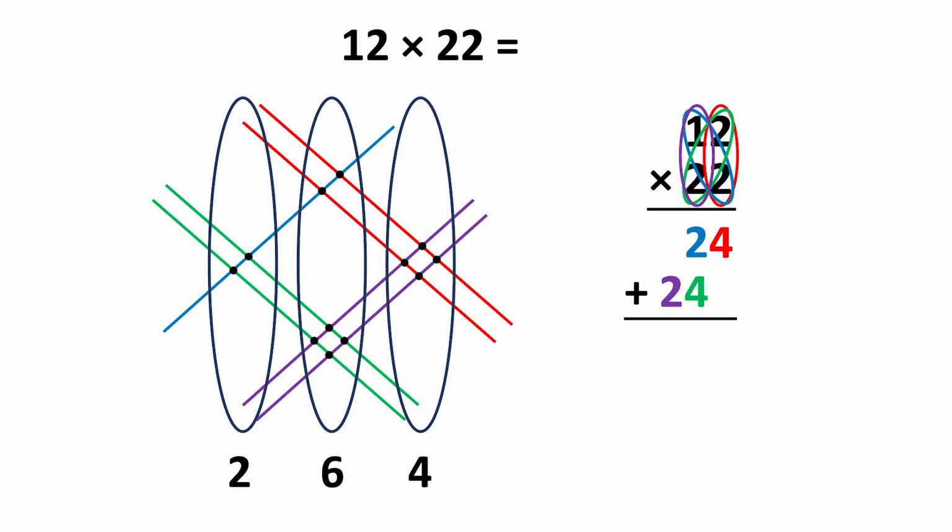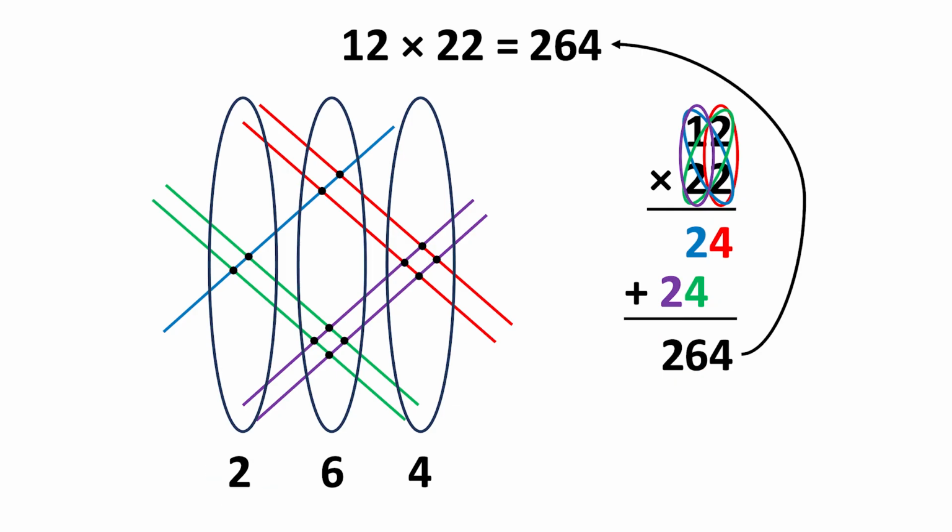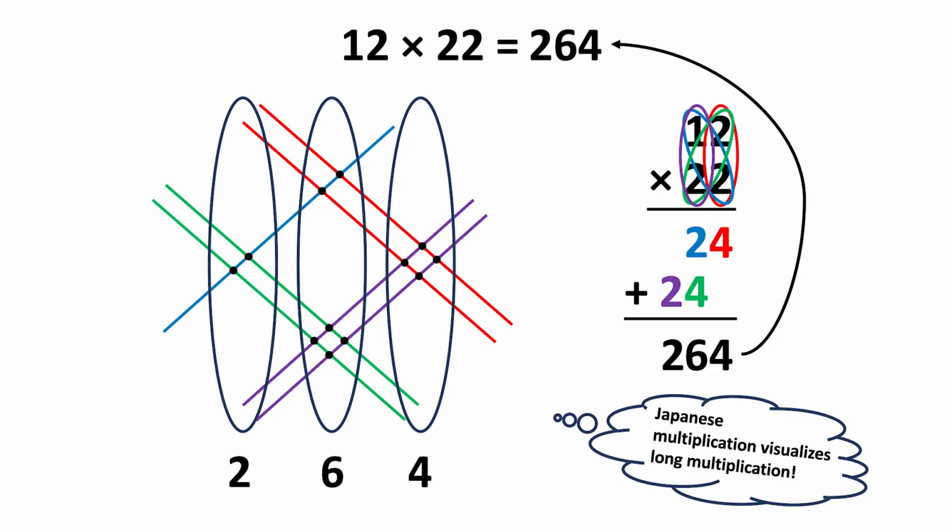This is where you want to think back to when we just used Japanese multiplication to also multiply 12 by 22. To get the value of the product's ones place, we need to bring down the 4, which corresponds to the number of intersections, 4, on the right. To get the value of the product's tens place, we need to add 2 and 4 to get 6, which corresponds to the number of intersections, 6, in the middle. To get the value of the product's hundreds place, we need to bring down the 2, which corresponds to the number of intersections, 2, on the left. With long multiplication, we got 264 as the product as well. As we can see, Japanese multiplication is a visual way of representing long multiplication.